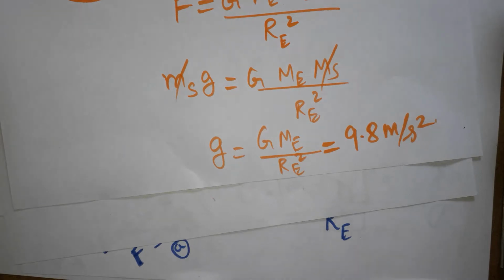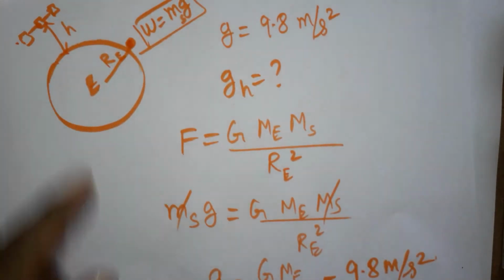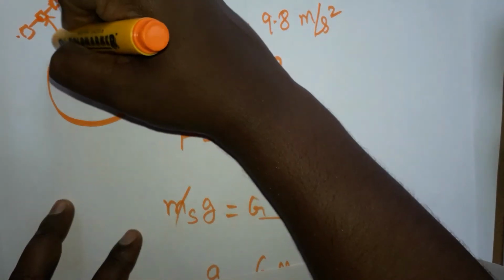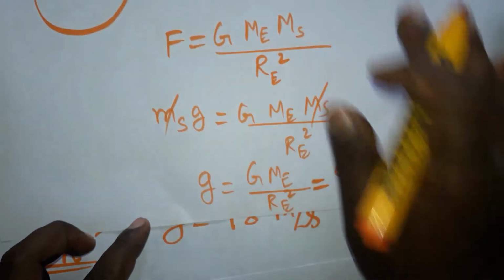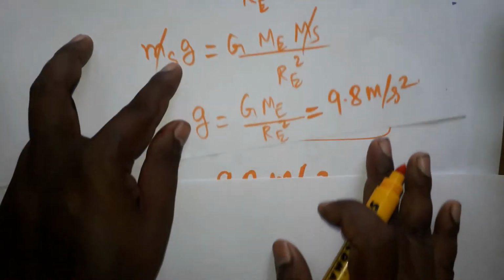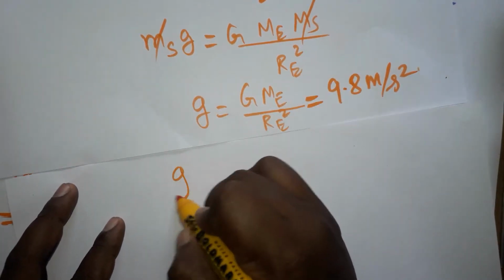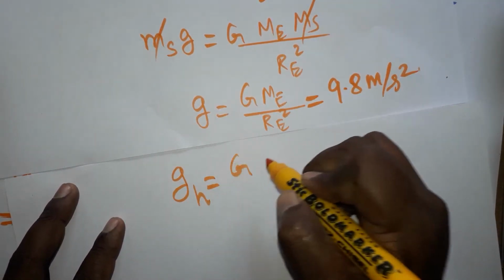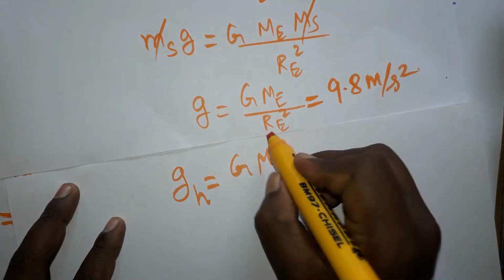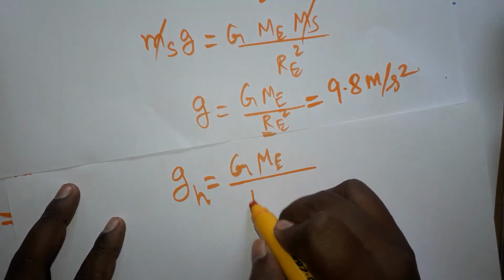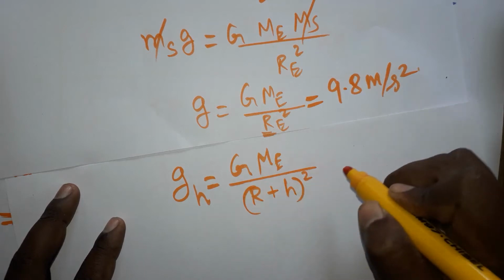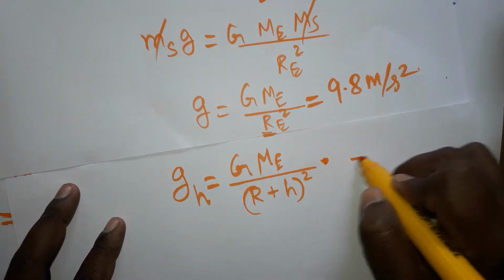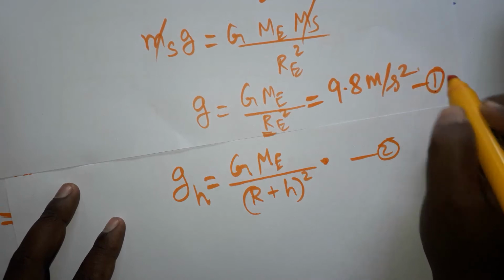Okay, right now I consider some height. The object at some height. So the total distance of the satellite from the center is r plus h. So gravity at some height, G will be the same, mass of the earth will be the same, but the distance now is r plus height of the satellite, squared. This is the second equation. It is the first equation I have taken.